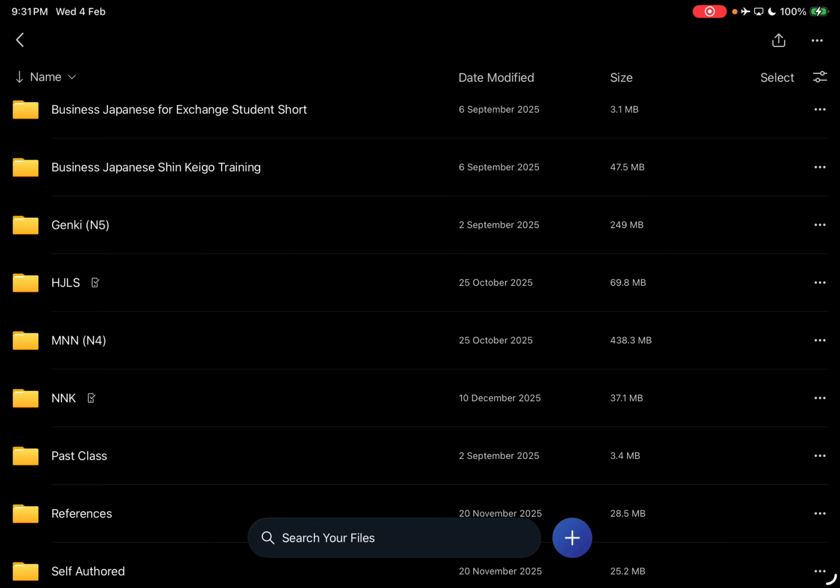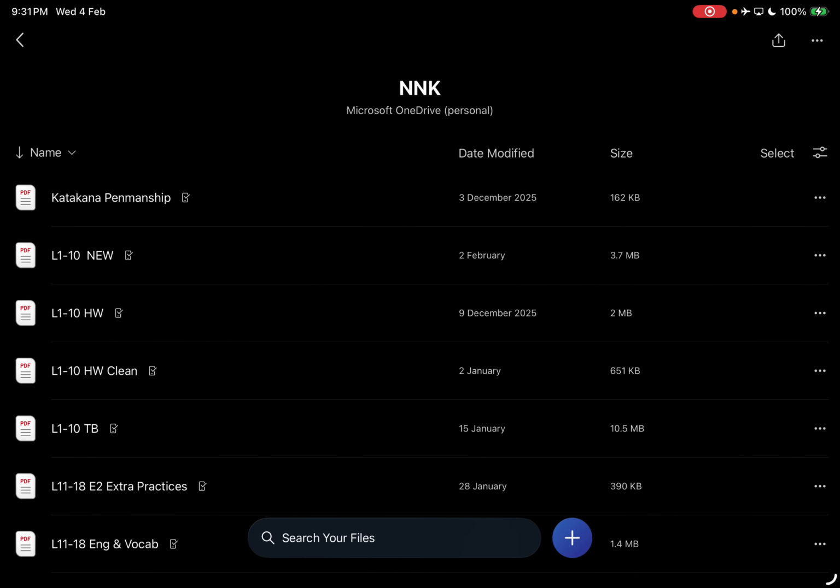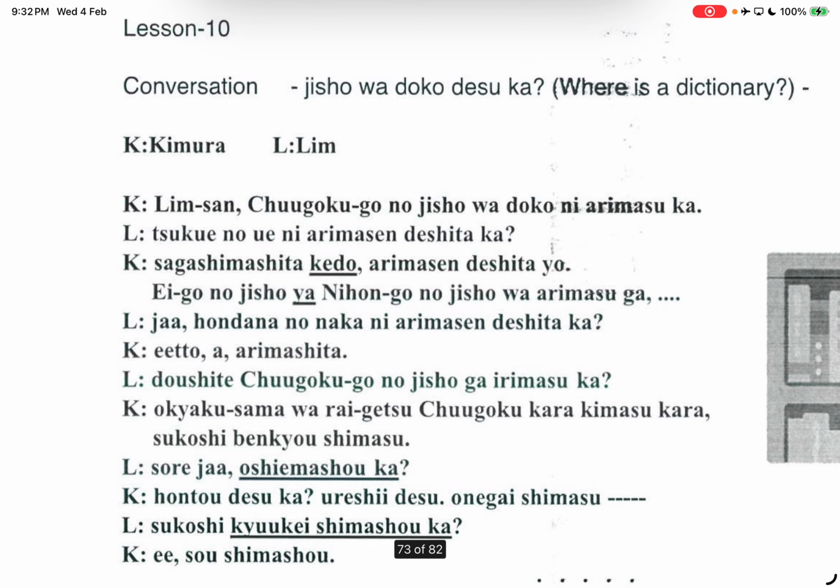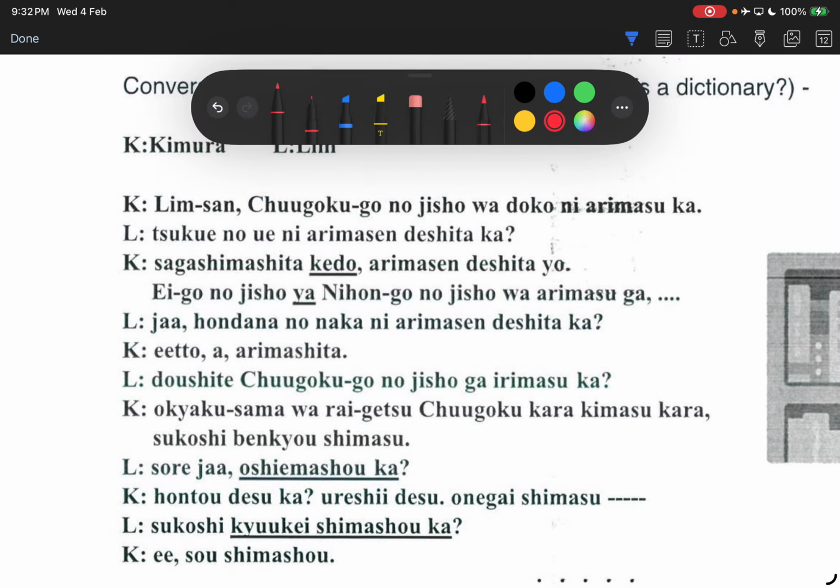Okay, yes, let's go back to the textbook. Last one, the passage. Okay, I will explain this, then we end the day. Lesson 10, between two persons, Kimura-san and Lim-san. Lim-san, 中国語の辞書はどこにありますか? So 中国語 is Chinese language. Okay, Chinese language 辞書, so a dictionary that is in Chinese language. Right? So どこにありますか? So where is it? Right? 机の上に. So it means on the table.